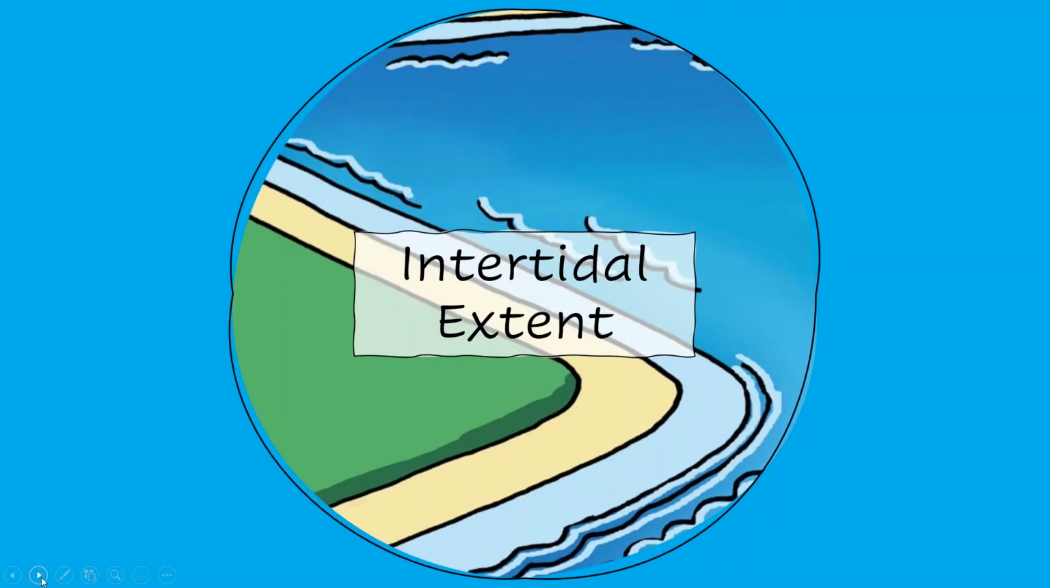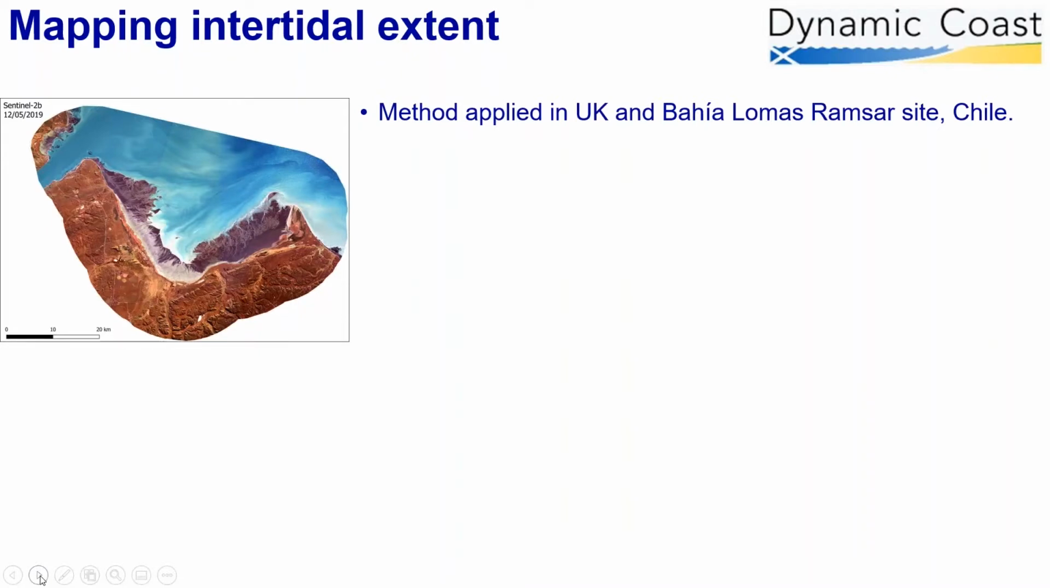And my final, I think, marine example is mapping the intertidal extent. And this is a method that has been developed in the UK. It's actually by a Scottish government-led project called Dynamic Coast. And we've trialed it recently at a Ramsar site in Chile called Bacalomas, which you can see on the map here. So that's the intertidal area, which is a very, very important area for wading birds.